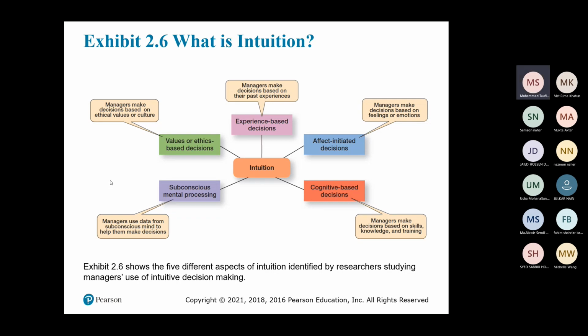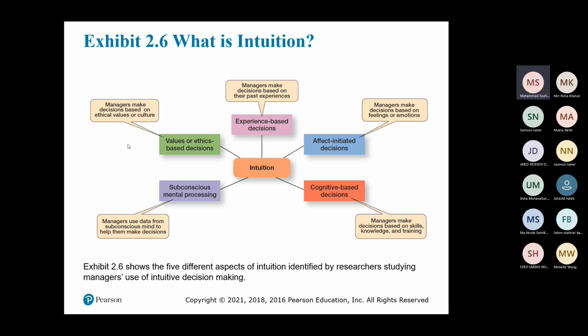It means that subconsciously they decide. Managers use data from the subconscious mind to help them make decisions. This one is based on their thinking, so you make a decision based on your thinking alone. This is what we call subconscious mental decision making. And then lastly, based on the values or ethics.